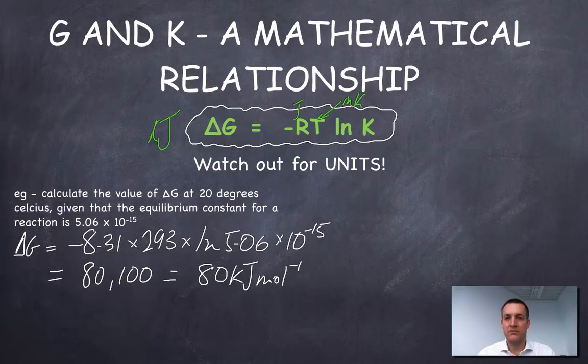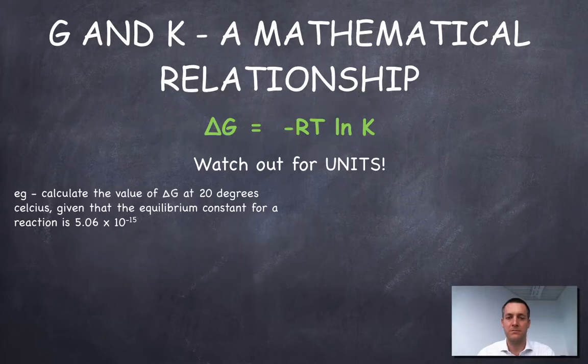And to give you just a rough idea, if you get a value that is either plus or minus 20 kilojoules or more for the free energy change in an equilibrium system, that means we lie almost completely over to the reactant or the product side, depending on whether this is positive or negative.